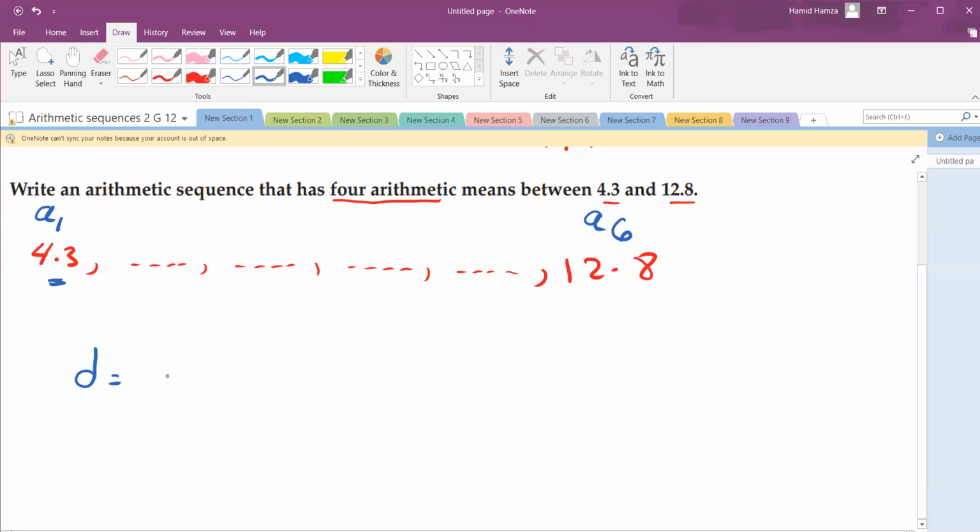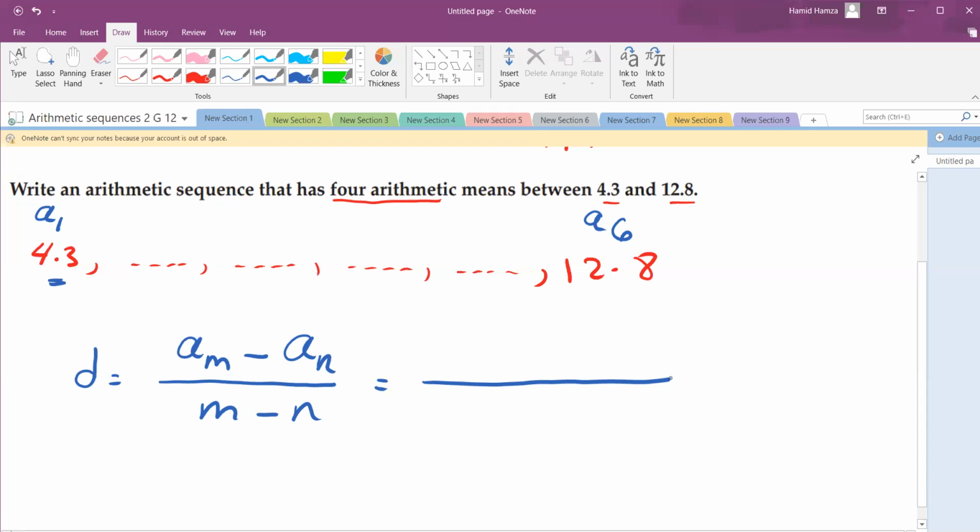D equals AM minus AN over M minus N. So it will be equal like this: AM, that means A6, minus AN, which is A1, over M minus N, in this order. So 6 minus 1.